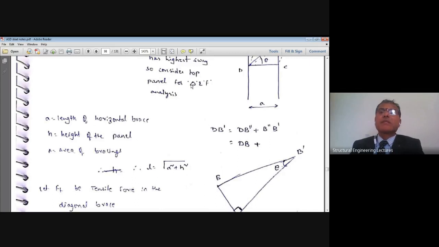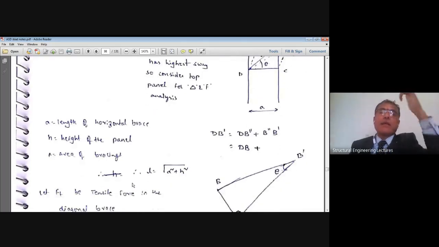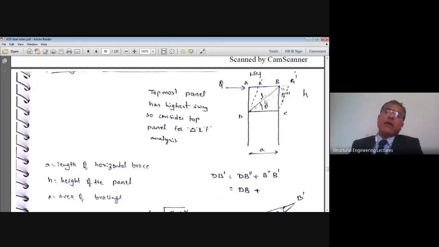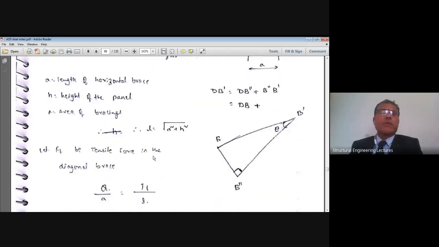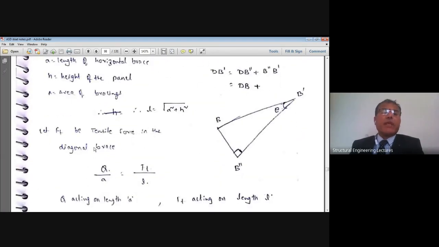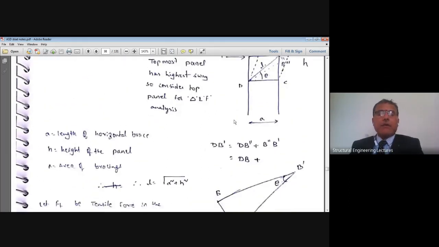length of that horizontal brace is A and the height of that panel is equal to small h, and the area of the cross section of this bracing, either horizontal bracing or the diagonal bracing, is A. Then the length of this diagonal bracing is L, which is square root of A square plus h square, and let Ft or T be the tensile force in the diagonal bracing. This diagonal bracing DB, right?